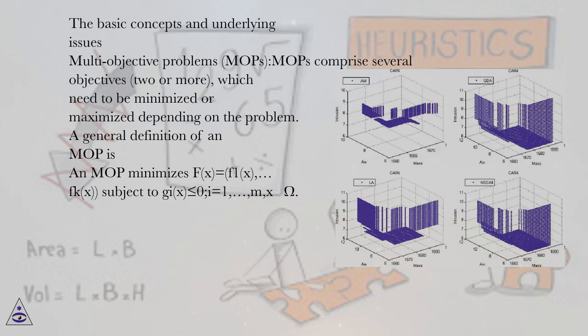The basic concepts and underlying issues. Multi-objective problems, MOPs. MOPs comprise several objectives, 2 or more, which need to be minimized or maximized depending on the problem. A general definition of an MOP is: an MOP minimizes f(x) = (f1(x), ..., fk(x)), subject to g_i(x) ≤ 0, i = 1, ..., m, x ∈ Ω.